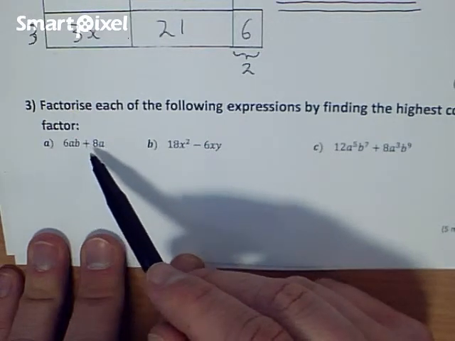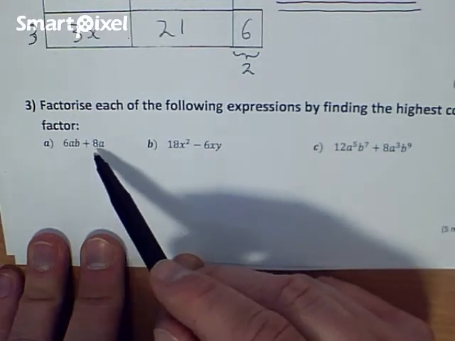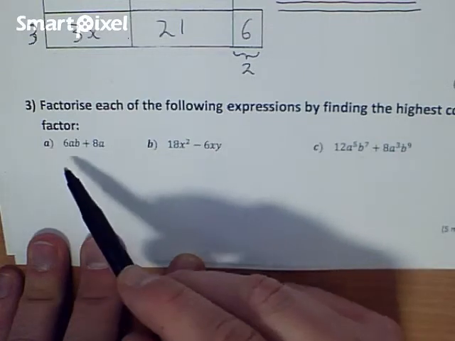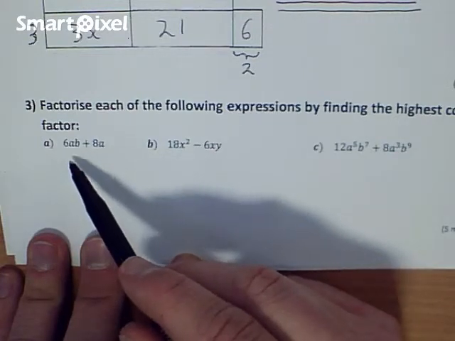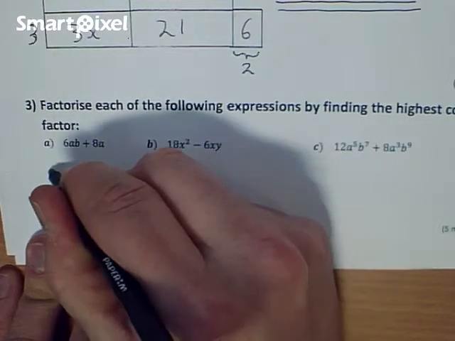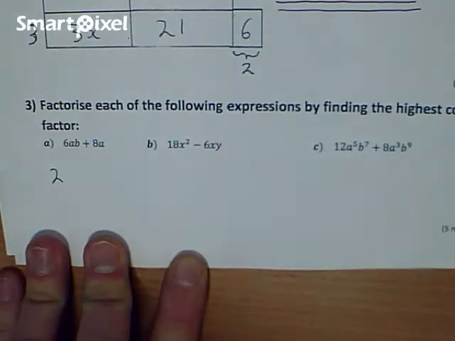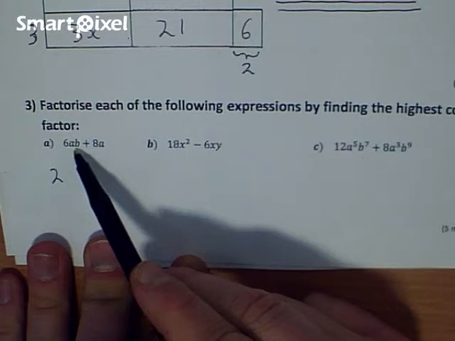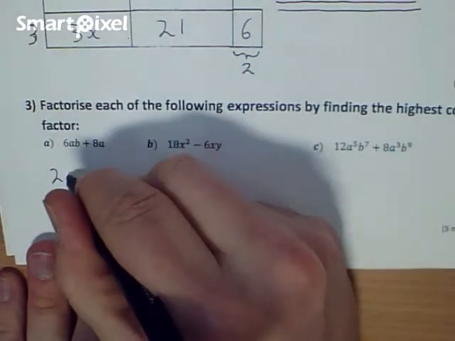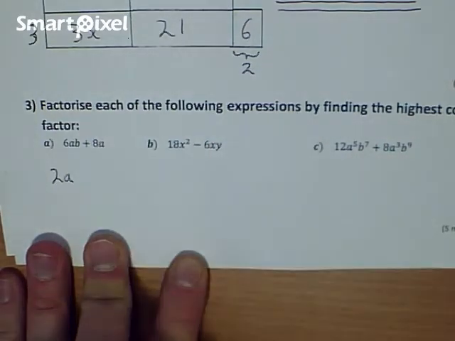So what's the largest number that these are both divisible by? And the answer here is 2. So I know that I'm going to have 2 as part of my common factor. And then what else? What letters are common to both? Well, a is common to both. So that is my highest factor, which I'm taking outside of the brackets.